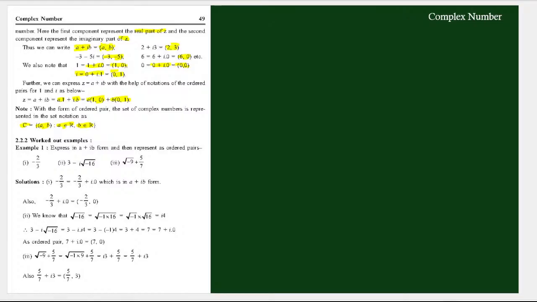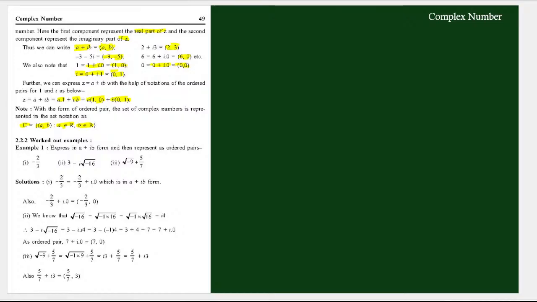So this is your ordered pair. Keep in mind that a complex number can be represented in the form of an ordered pair, where a denotes the real part and b denotes the imaginary part, and both a and b should be real numbers. So these are expressed in ordered pair form.